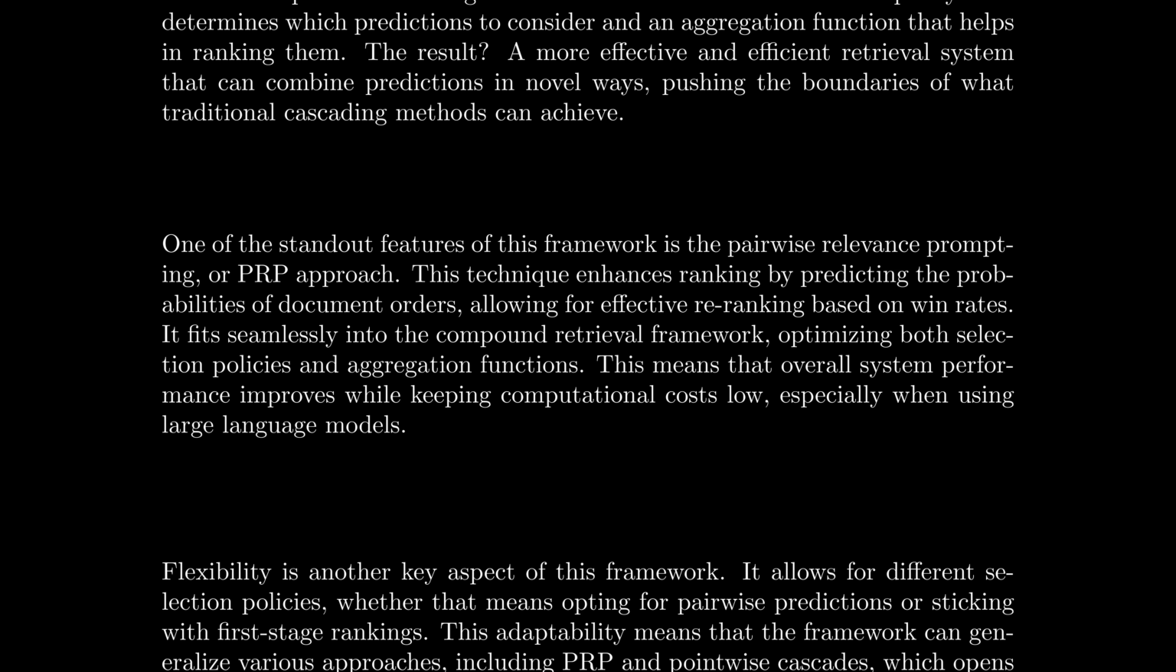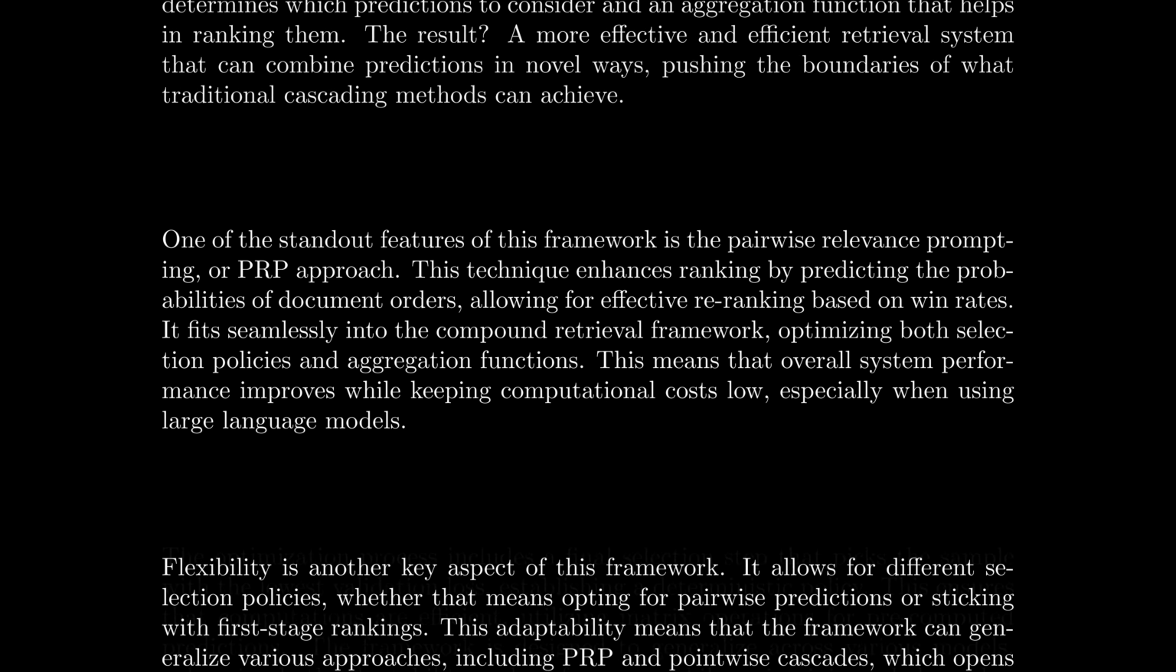One of the standout features of this framework is the pairwise relevance prompting, or PRP approach. This technique enhances ranking by predicting the probabilities of document orders, allowing for effective re-ranking based on win rates. It fits seamlessly into the compound retrieval framework, optimizing both selection policies and aggregation functions. This means that overall system performance improves while keeping computational costs low, especially when using large language models.